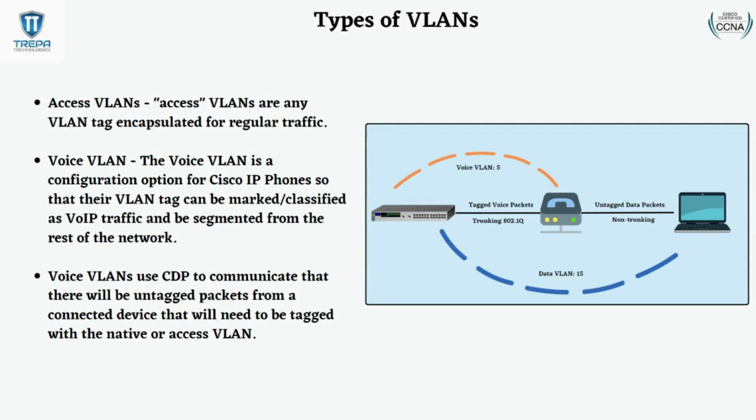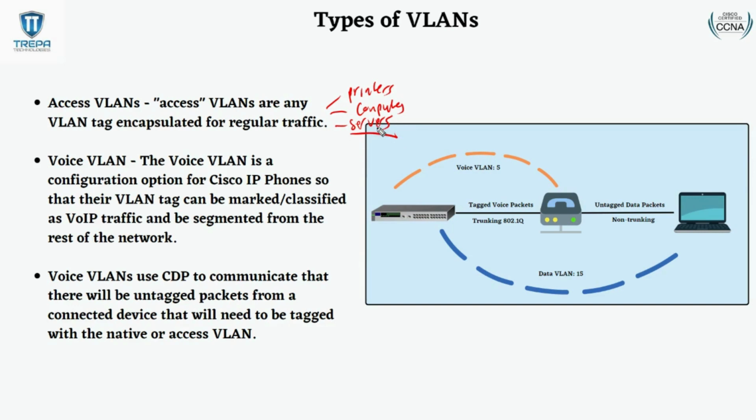Okay, now let's go over some different VLAN types, and this is going to be important for the exam and the real world, guys. So you have just your access VLAN, and this access VLAN is any VLAN number or tag that's just encapsulated for what I like to call regular traffic, meaning non-VoIP systems, essentially. So your printers, your computers, your servers are going to be configured as access VLANs.